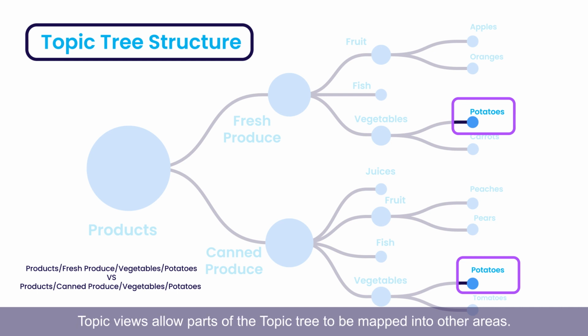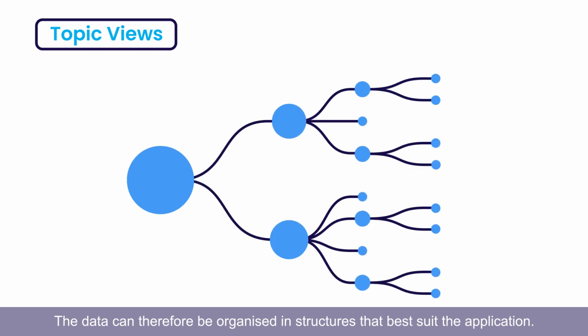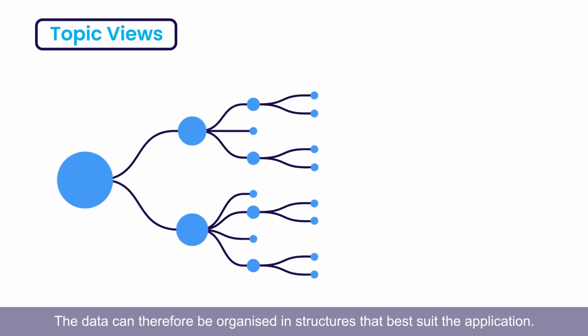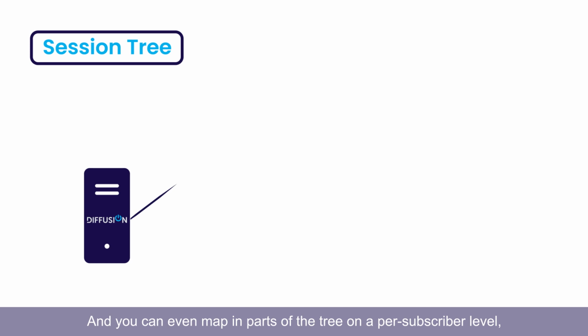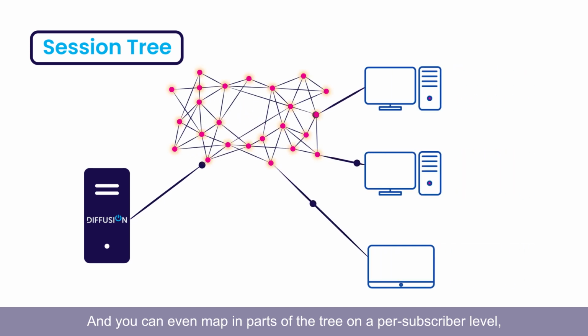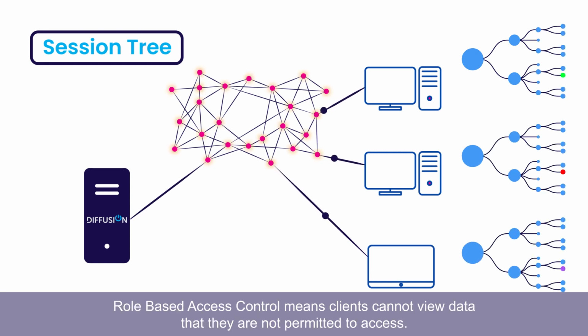Topic views allow parts of the topic tree to be mapped into other areas. The data can therefore be organized in structures that best suit the application. Diffusion supports complex mapping rules, including regular expressions. And you can even map in parts of the tree on a per-subscriber level, giving every user personalized data. Role-based access control means clients cannot view data that they are not permitted to access.